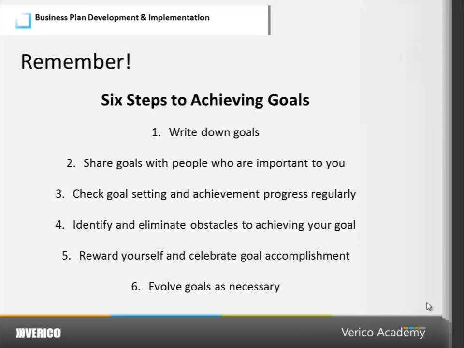That's the end of our business plan development and implementation. Again, we want to remind you of the 6 steps to actually achieving the goals. Write down your goals, share them with people who are important to you, check them frequently, look for obstacles that will impact your actually achieving your goals, reward yourself, and celebrate your goal accomplishments frequently, and evolve the goals as necessary. We hope that this business plan training has helped you.